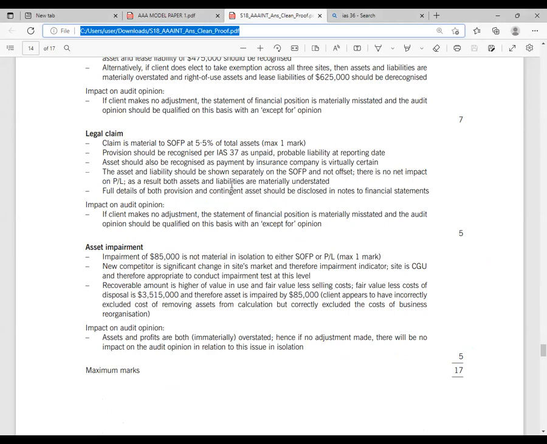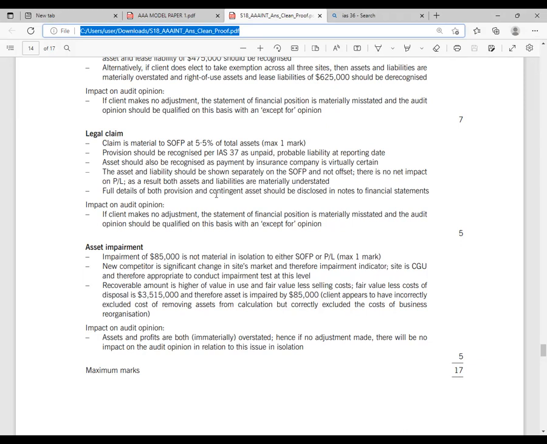An asset should also be recognized as payment by the insurance company is virtually certain. So you should recognize that asset. The asset and liability should be shown separately on the statement of financial position and not offset, never offset. There is no net impact on the P&L. P&L, of course, will not be affected here. Full details of both the provision and contingent asset should be disclosed in the notes to the financial statements.